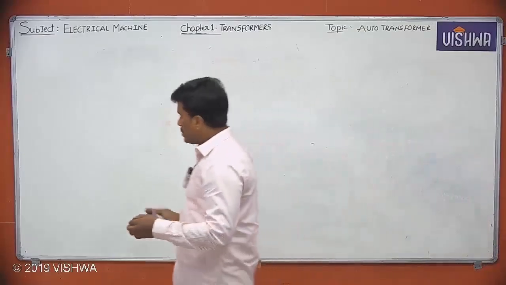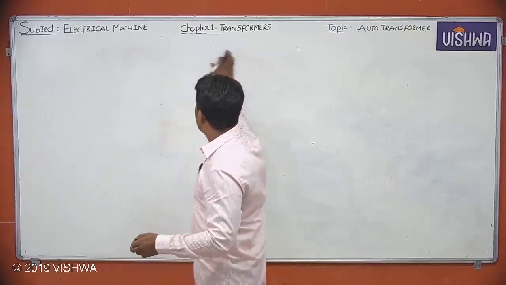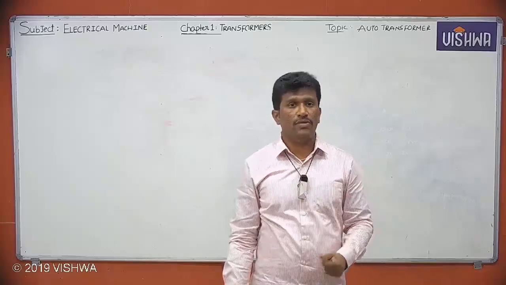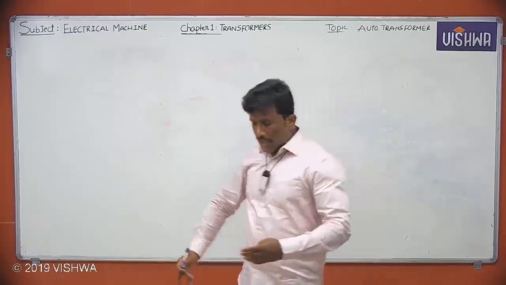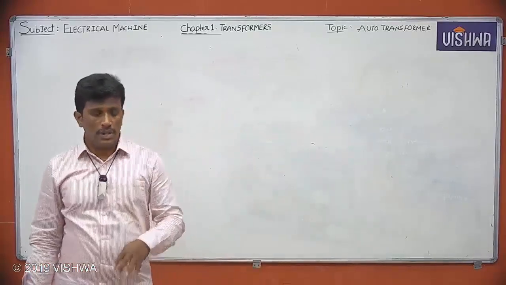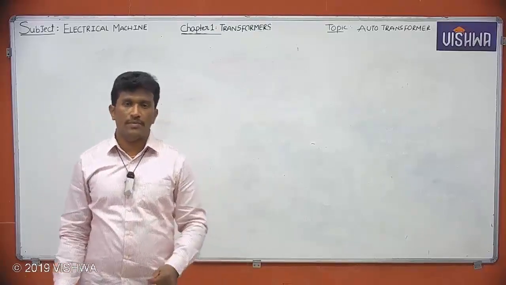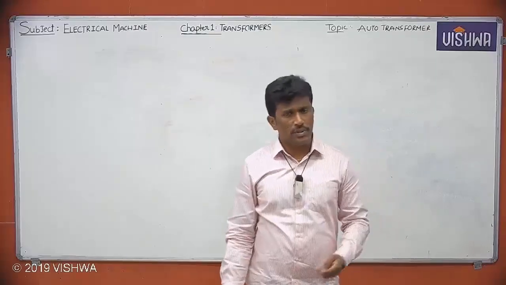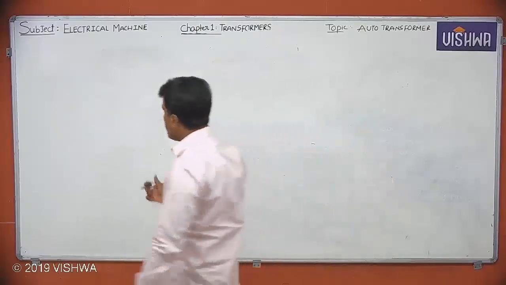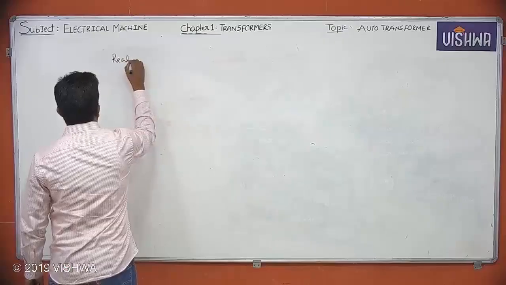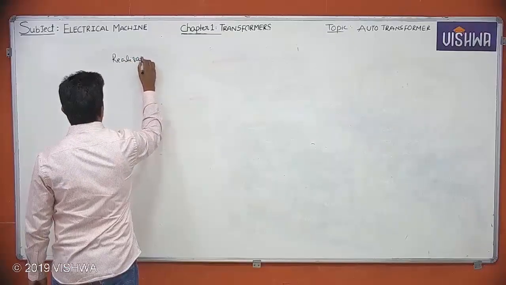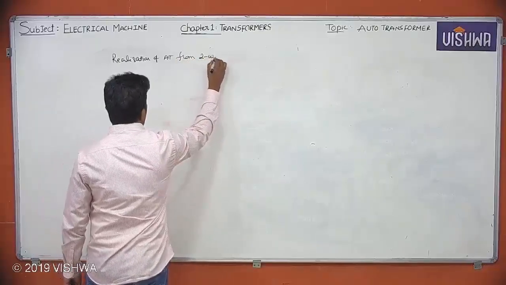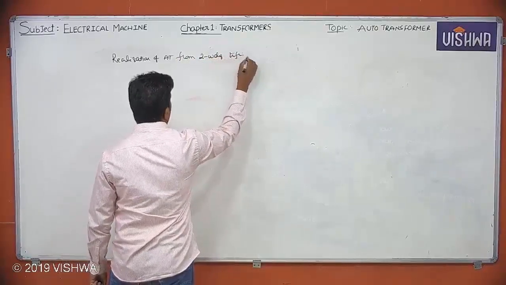Next topic: realization of an auto transformer from a two-winding transformer. From the GATE point of view, they'll give you a two-winding transformer and ask you to modify it as an auto transformer, and they may ask for the efficiency or the rating of the auto transformer, all those things. So, realization of auto transformer from two winding transformer.